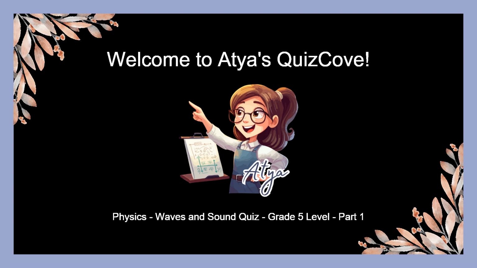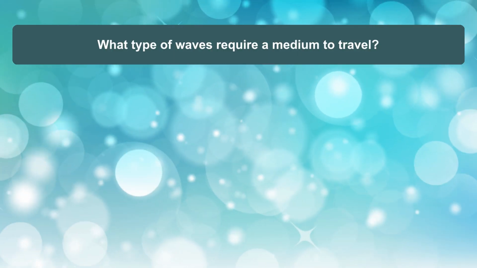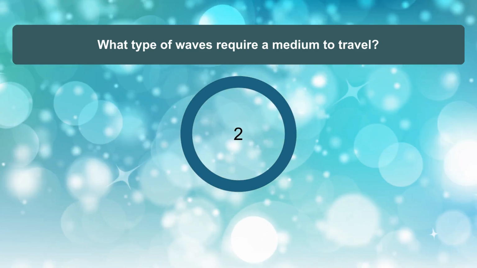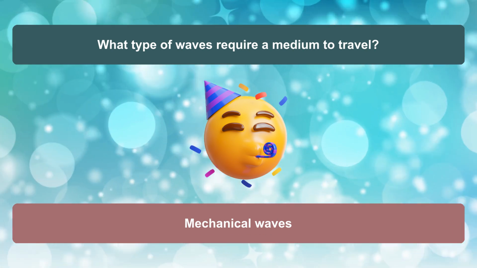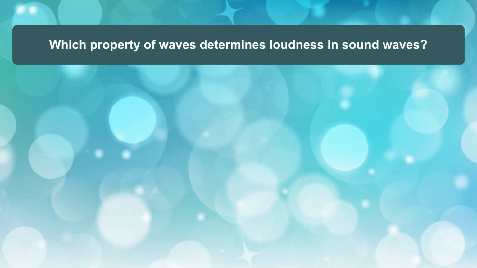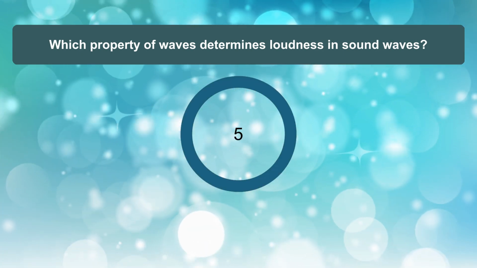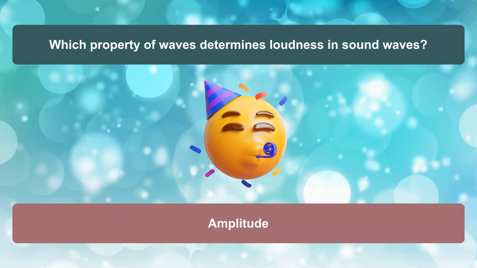Physics, Waves and Sound Quiz, Grade 5 Level, Part 1. What type of waves require a medium to travel? Mechanical waves. Which property of waves determines loudness in sound waves? Amplitude.